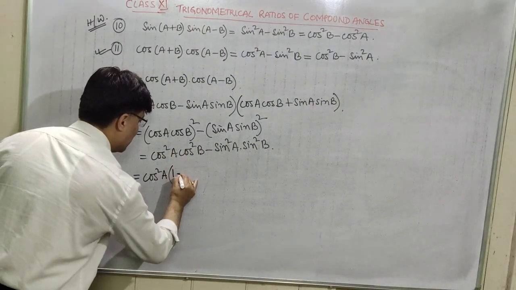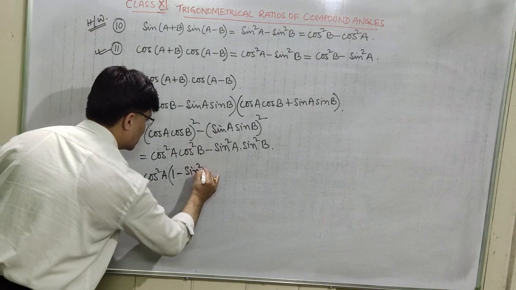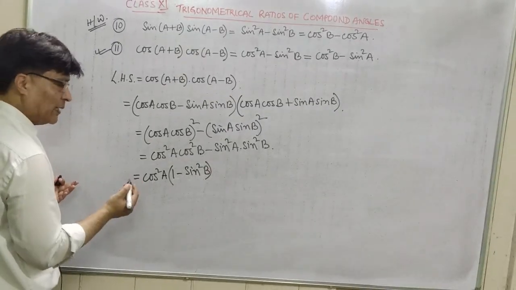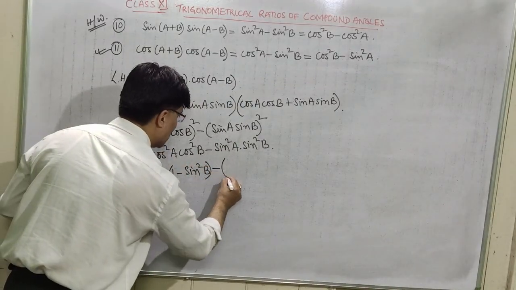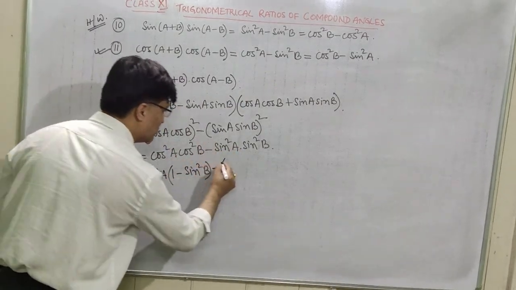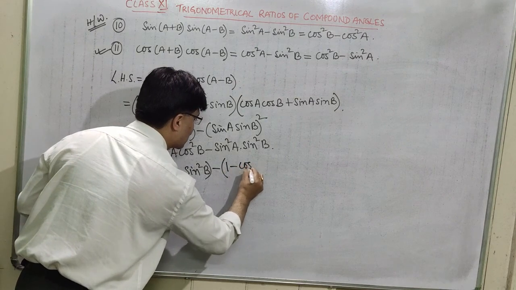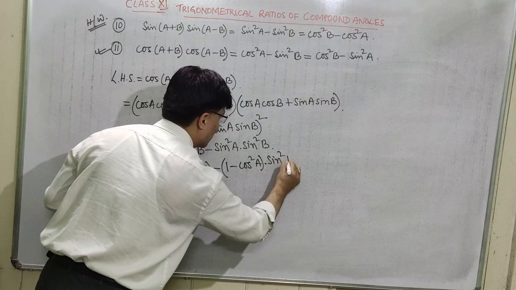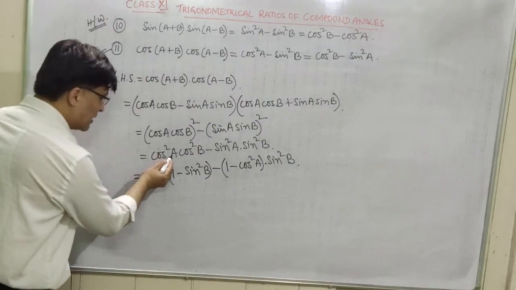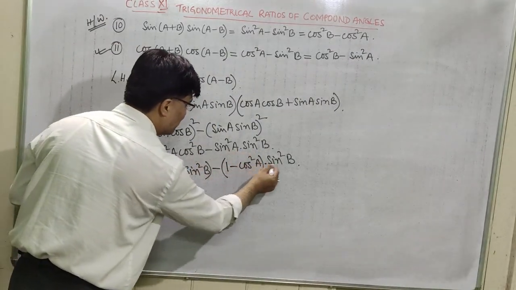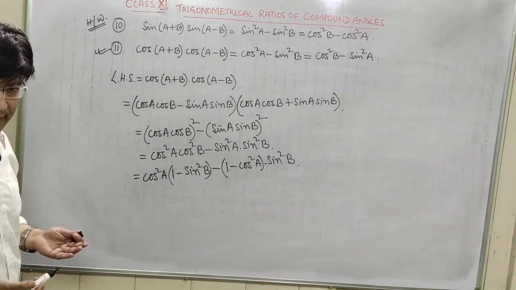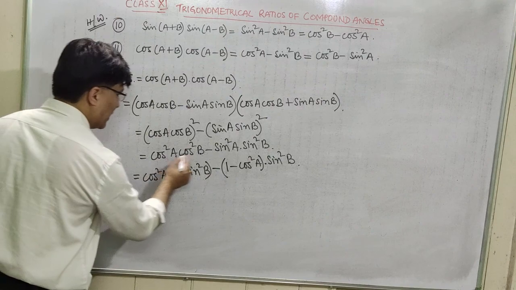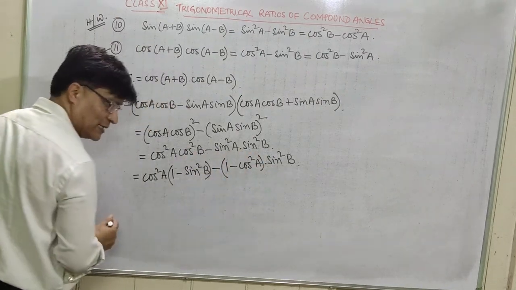What is cos square b? It is 1 minus sine square b. Okay. Then minus, what is sine square a? Let us convert into cos. 1 minus cos square a into sine square b. So in this case, cos square a and sine square b are kept as it is. Okay. Cos square a and sine square b are kept as it is.